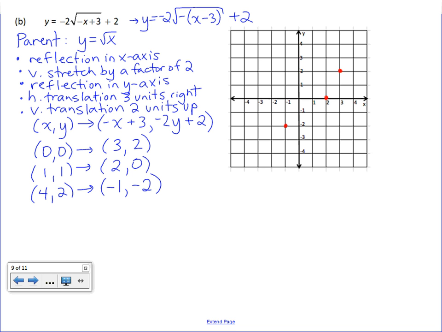It's a square root function. It has a starting point. It's 0, 0. Wherever 0, 0 moved to, that's where you start. So where did 0, 0 move to? 3, 2. And then I start there and I join from that point. And then just extend it a little bit more.